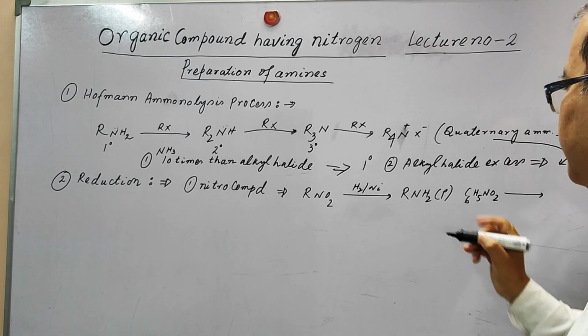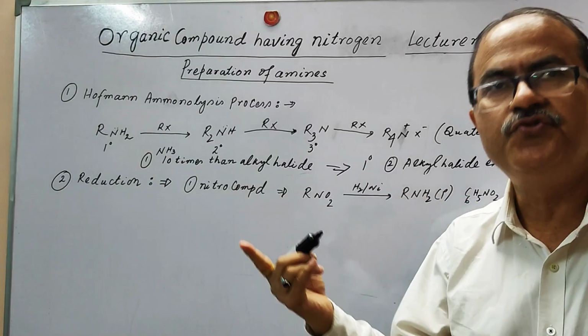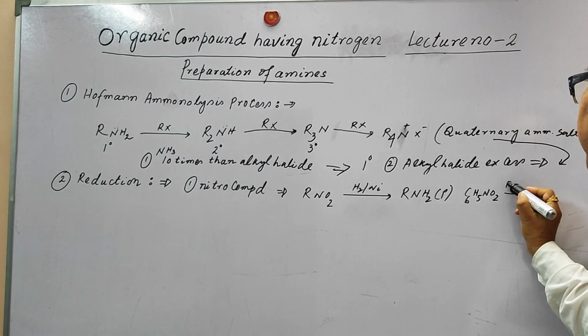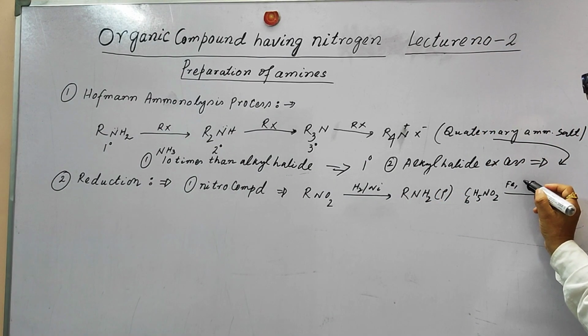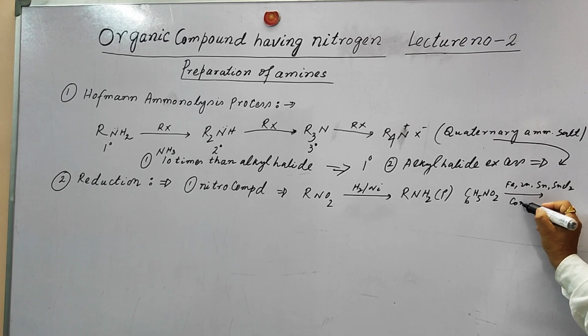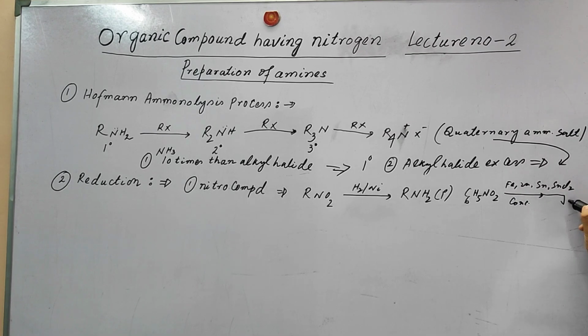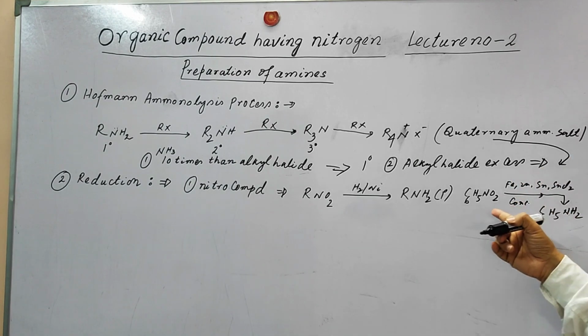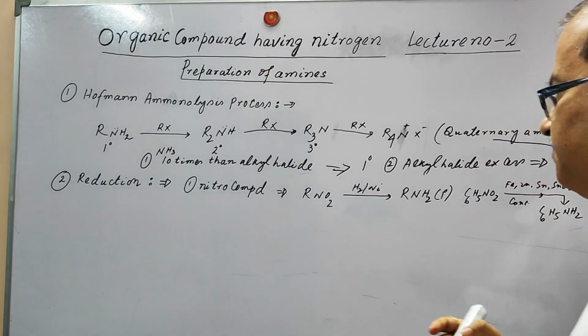Nitrobenzene, and here we are changing the reducing agent. We are using Fe metal, or we can use zinc, or we can use SnCl2 with concentrated HCl. It is going to produce the 1 degree aromatic amine. So here the reducing agent is this, and here the reducing agent is this.